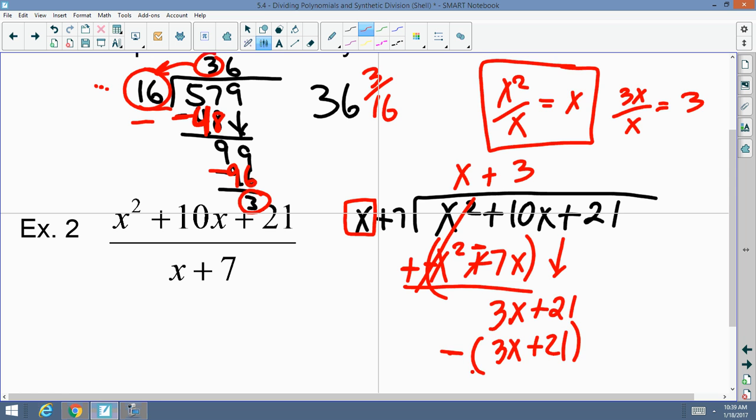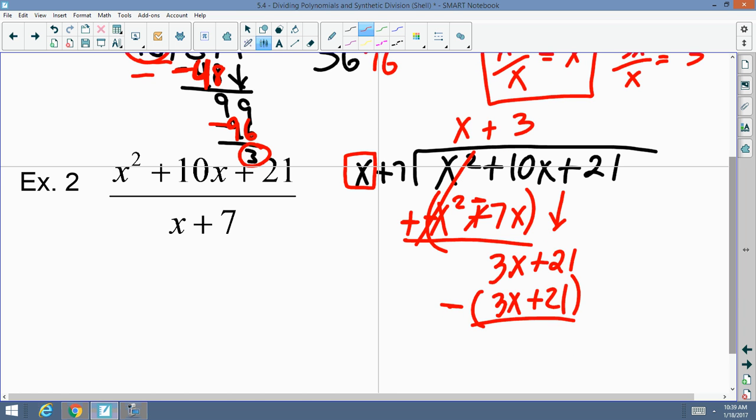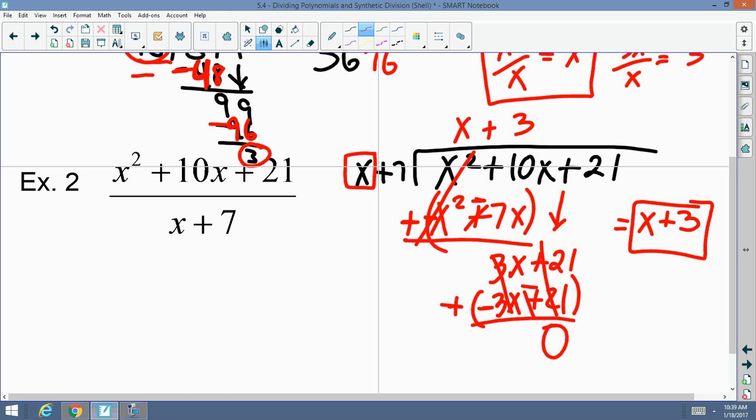Distribute the negative. And that cancels, and that cancels. In this case, you have no remainder. And my answer is x plus 3. We're going to do some more examples like this, but does that make sense? Now would be the time to ask me a question.